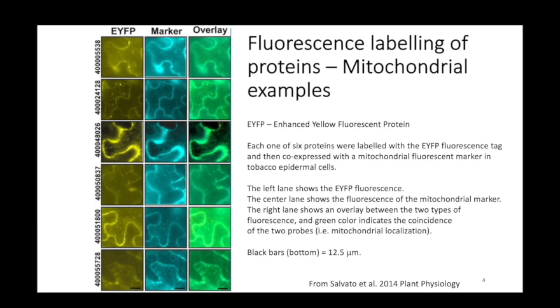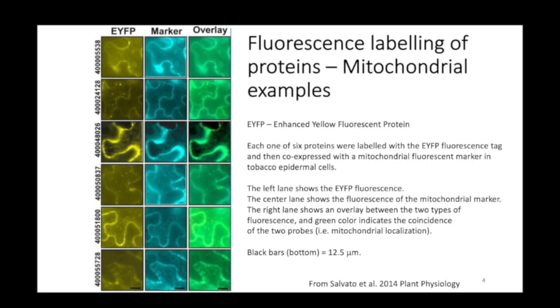And we have here used enhanced yellow fluorescent protein. So each one of these 6 proteins was labeled with an enhanced yellow fluorescent protein fluorescence tag, and then co-expressed with the mitochondrial fluorescent marker in tobacco epidermal cells. So for each protein, we now show 3 images. The left lane shows the EYFP fluorescence.